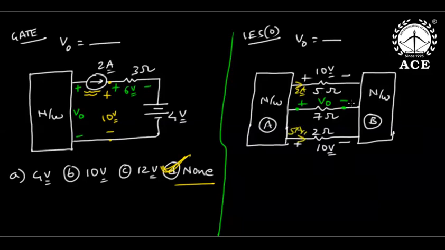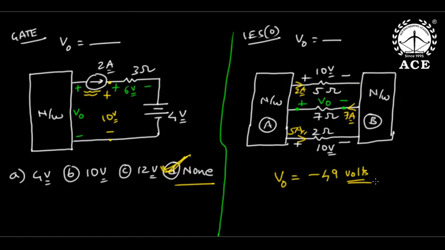So 2 amperes, 5 amperes, total how much? 7 amperes coming out. 2 amperes entering and 5 amperes entering, total how much is coming? 7 amperes. But when 7 amperes is coming from right side, V naught is minus 49 volts. Okay, when 7 amperes is coming from right side, V naught is minus 49 volts.